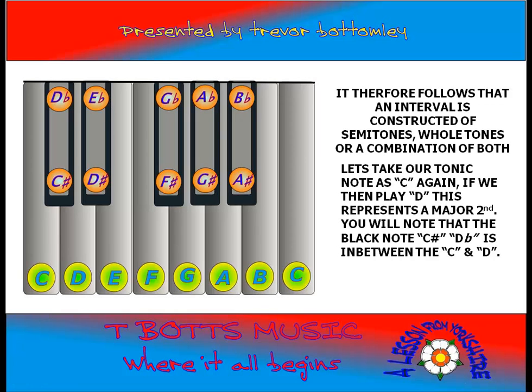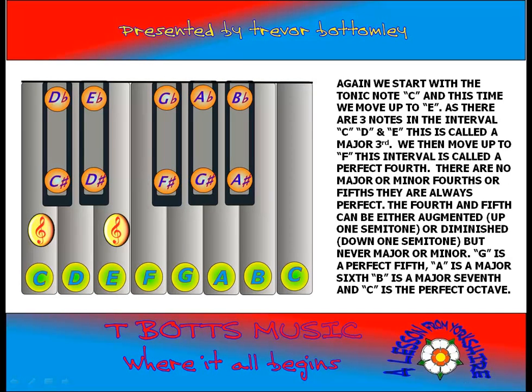Let's take our tonic note as C again. If we then play D, this represents a major second. You will note that the black note C sharp, D flat is in between the C and the D. Again, we start with the tonic note C, and this time we move up to E. As there are three notes in the interval, C, D and E, this is called, as we said before, a major third.